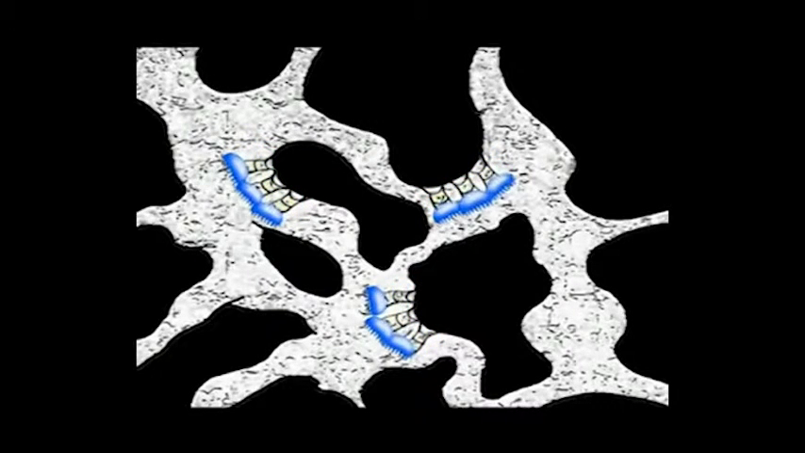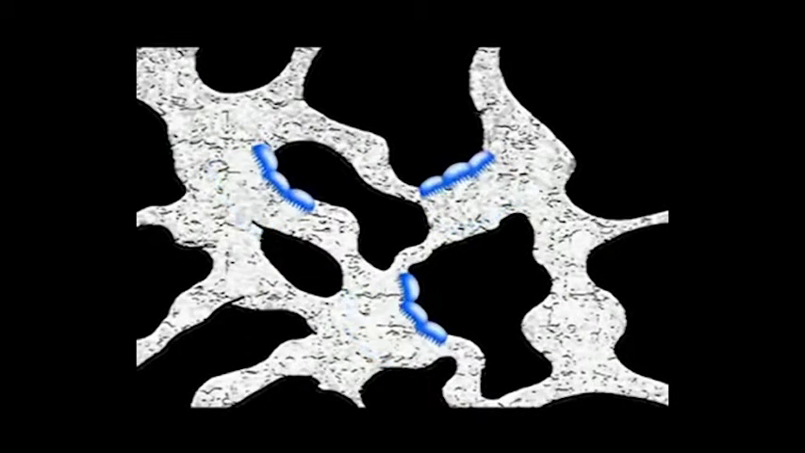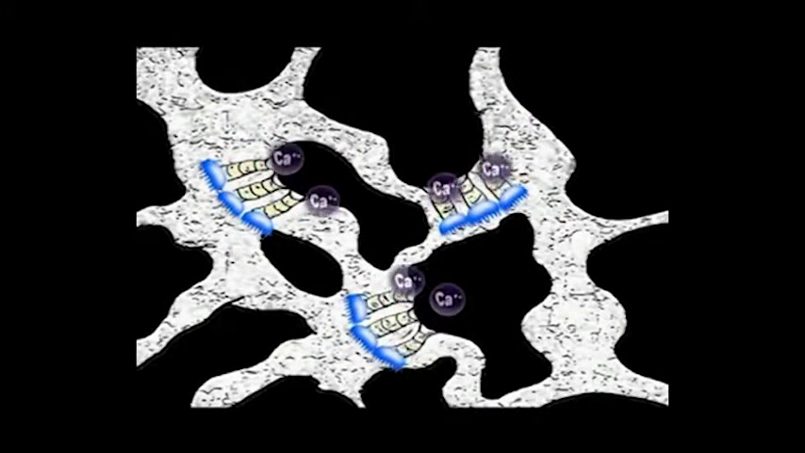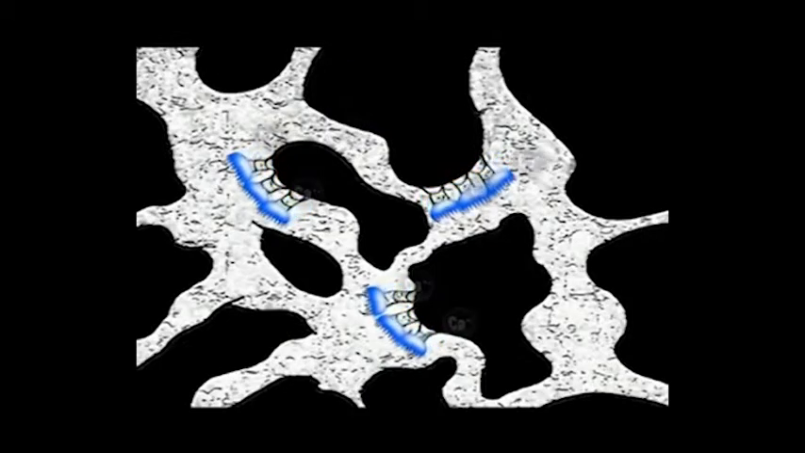Bone resorption, on the other hand, is carried out by osteoclasts, which are multinucleated cells that resorb calcified bone. Osteoclasts not only extract the calcium from the bones, but also destroy the bone matrix, resulting in a decrease in bone mass.